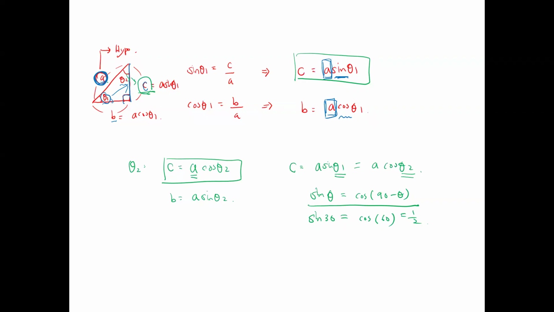Because this is a right triangle again, and this is a right angle, right? The sum theta 1 plus theta 2 is always 90 degrees, right? So really it doesn't matter which angle you choose, you will anyway have the same answers. Okay, good.